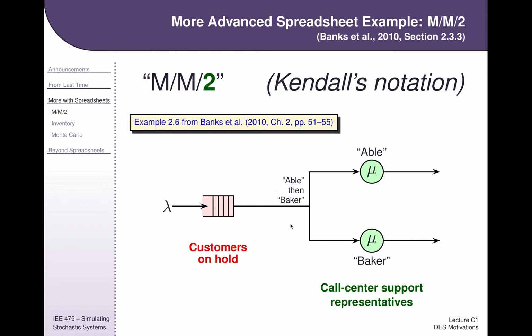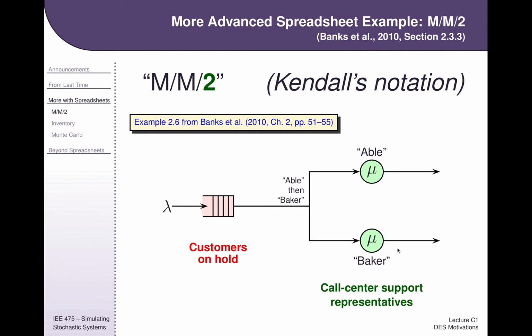And the dispatching policy we're using here is if both servers are available, we're going to prioritize and give the customer to Able first. We need that, especially for the very beginning of the simulation, because at the very beginning of the simulation, both servers will be available. But most of the time, there's only going to be one server available unless there's a lot of idle time.